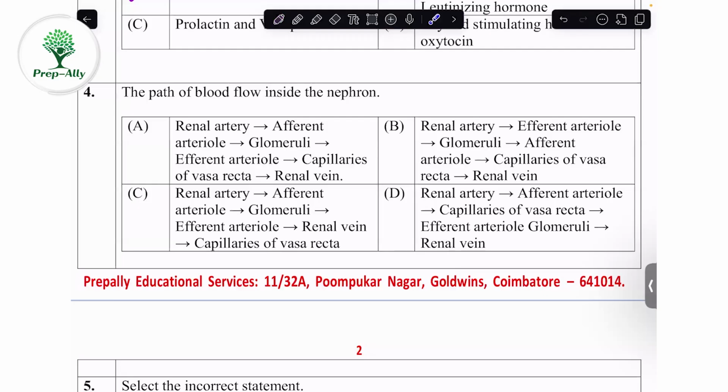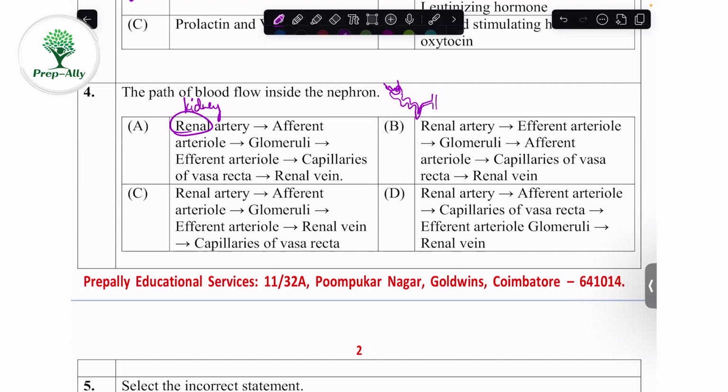That means the renal artery. So what is this renal artery? An artery is a blood vessel which carries oxygenated blood. A vein carries deoxygenated blood. Renal is nothing but kidney. Okay, renal artery. Through that, you know this nephron structure, right? I will draw a rough diagram.